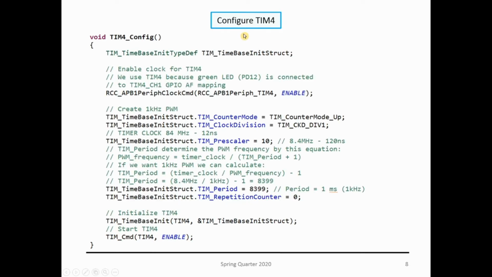Inside of timer 4, you guys are familiar now with this. I'm setting up the prescaler to 10, so I have those 8.4 megahertz, and then my period is 8,399 times that, so I can get my 1 millisecond. So pretty much the same thing, you're familiar with this.